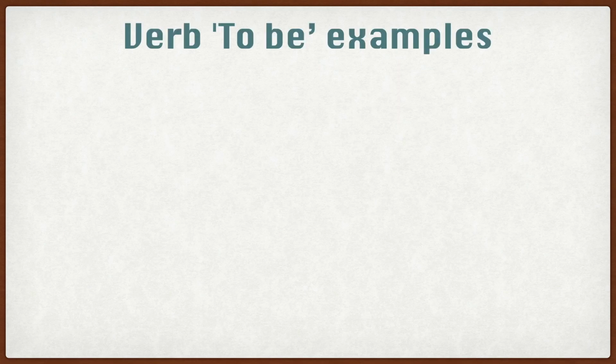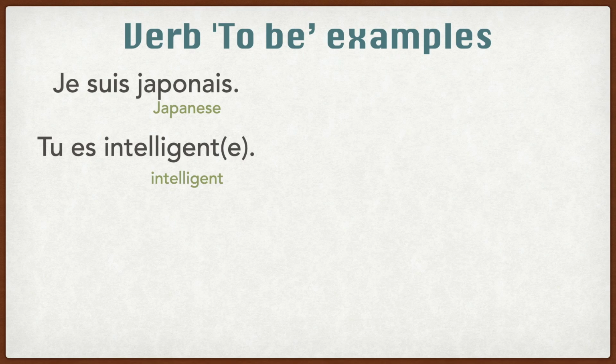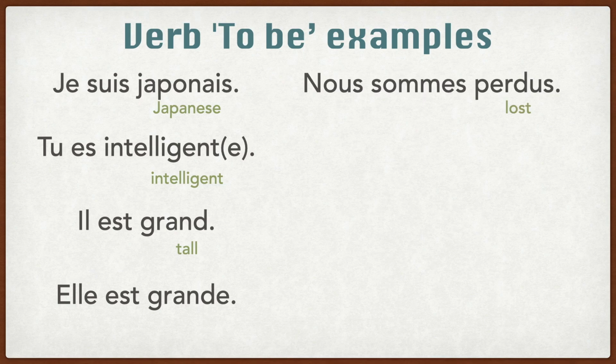Now let's learn some examples for the verb to be. For example, je suis japonais, I'm Japanese. Tu es intelligent, or tu es intelligente, you are intelligent. Il est grand, he is tall. Elle est grande, she is tall. Nous sommes perdus, we are lost.